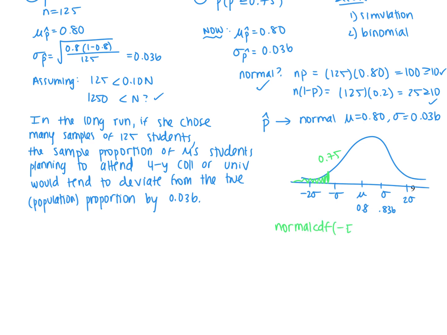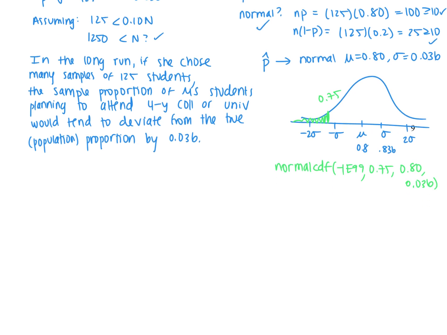Lower bound is some big number that's negative. And then we go to 0.75, and then our mean is 0.8, and our standard deviation is 0.036. And finally, we get an answer of about 0.0824. Sorry, I took us over by like 3 minutes.